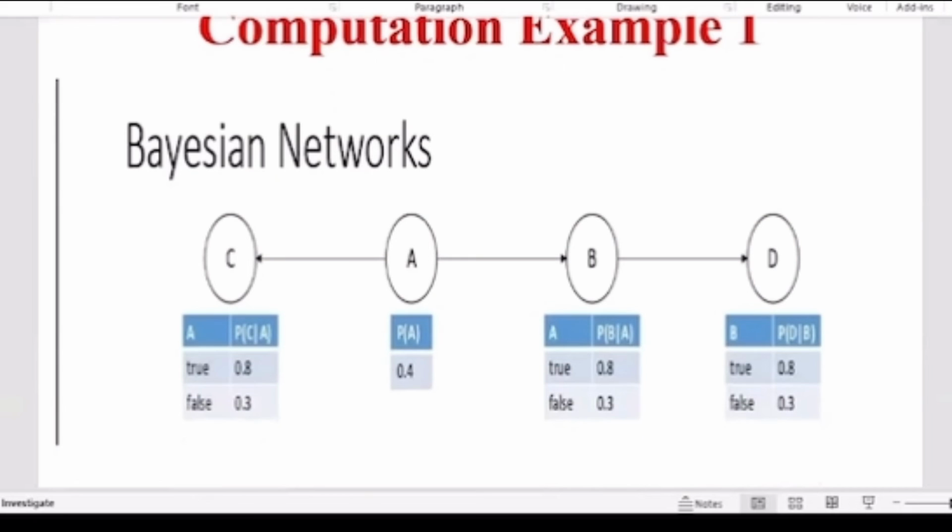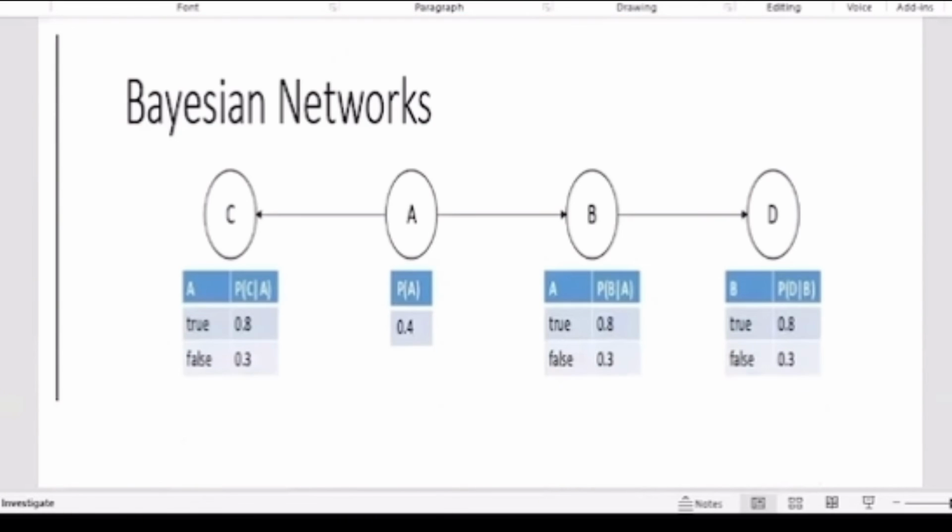Let's take a look at this. We have 4 variables, A, B, C, D, but I want you to look at the structure. D depends on B, right? Do you see the arrow? And B depends on A. Then if you take a look at C, C depends on A. I need you to take a look at the arrows. They give you this information.